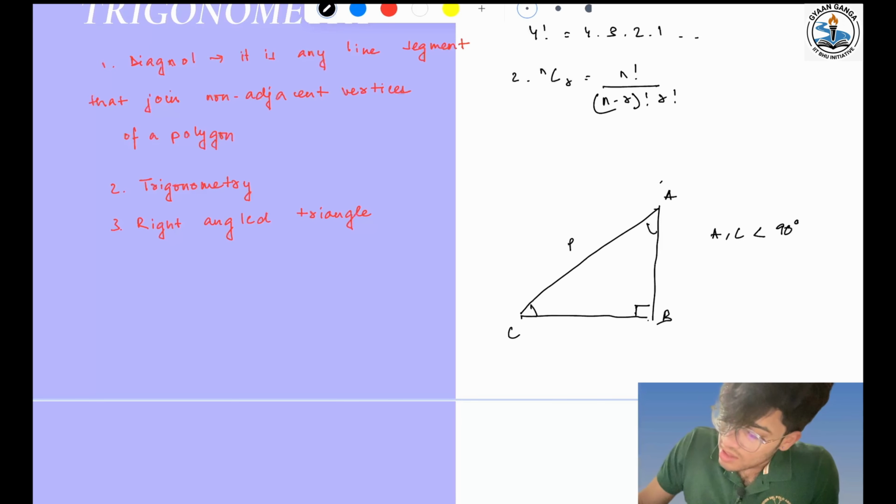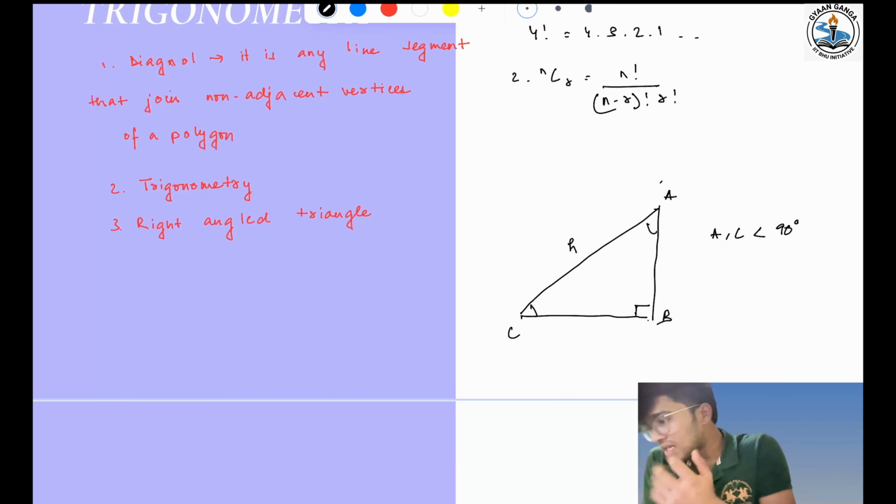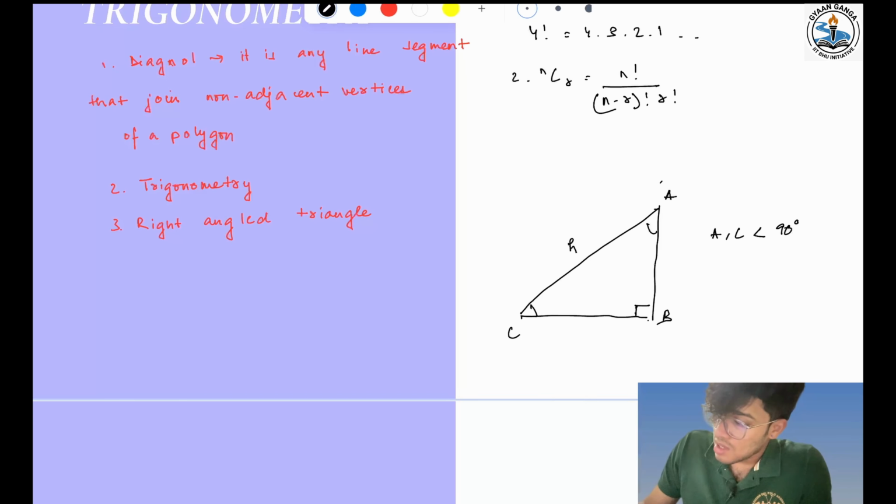Nevertheless, the side opposite to the 90 degree angle, or the right angle, is called the hypotenuse, and the other two sides are called the legs. Typically, you denote the side opposite to angle A as small a, and the side opposite to angle C as small c. By the same convention, the hypotenuse is equal to small b.